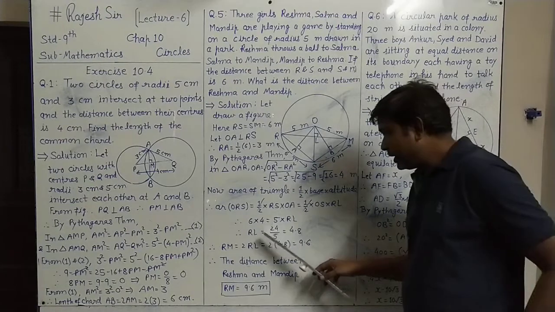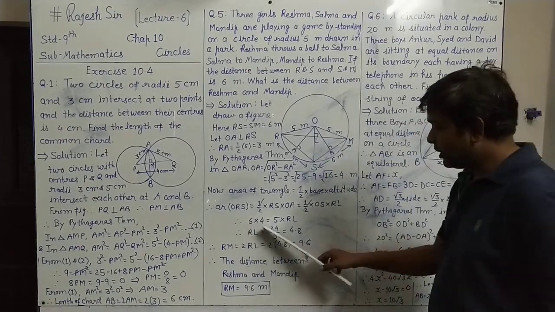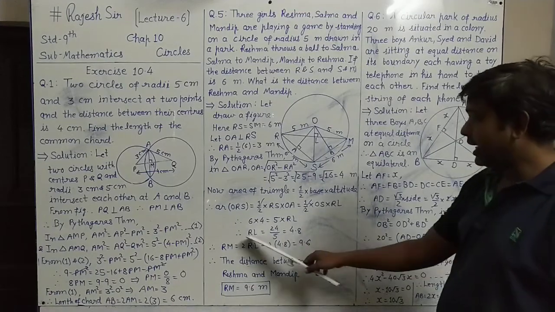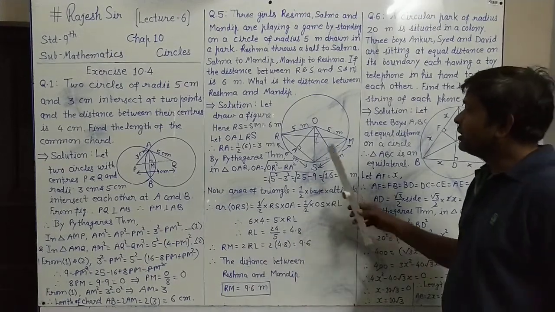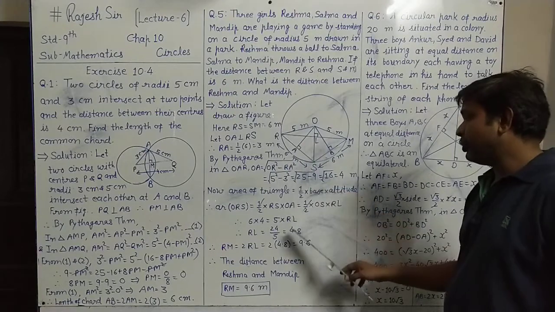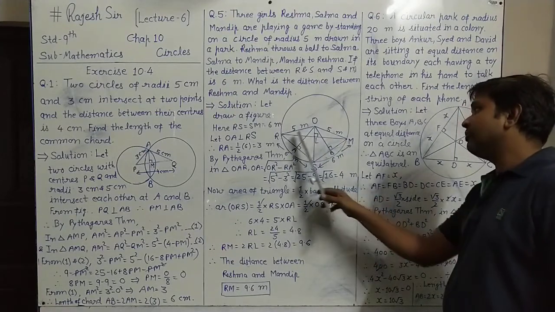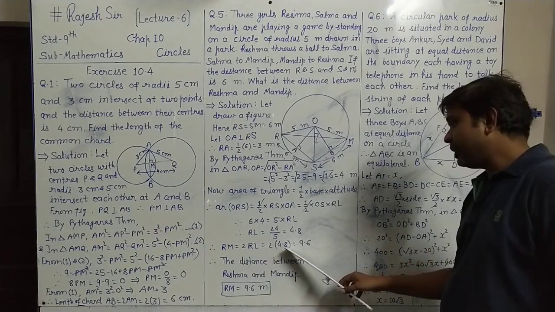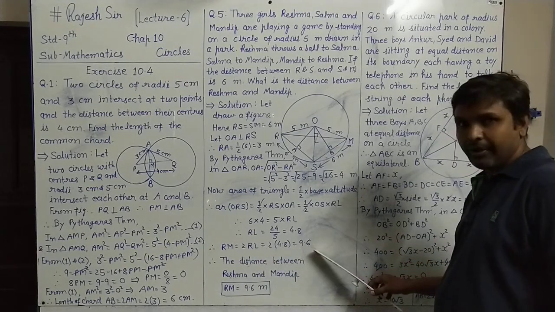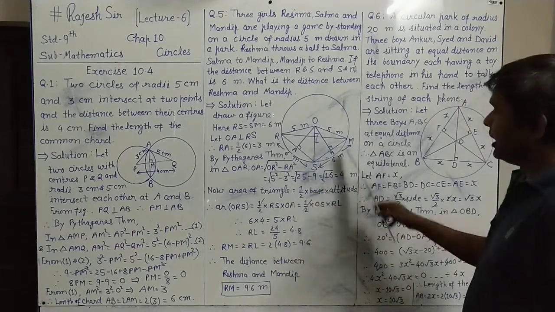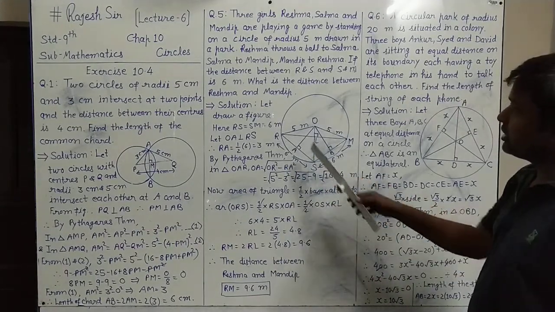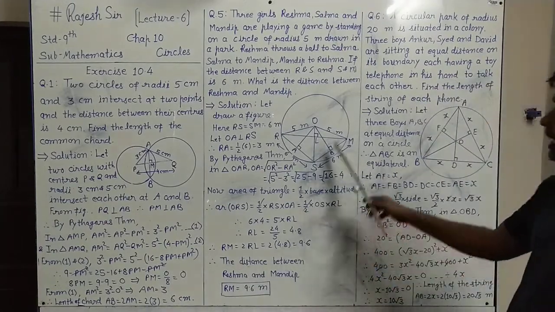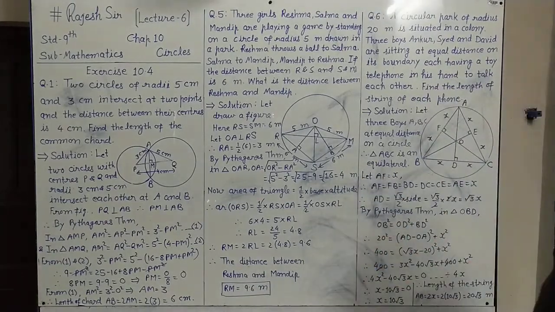So this 5 will go down to the 6 into 4, 24 upon 5, which is 4.8. So this RL is 4.8. You see the figure, RL is 4.8. So RM will be double of RL. Therefore RM equals 2 times RL, 2 times 4.8, which is 9.6. This RM shows the distance between Reshma and Mandeep. Therefore the distance between Reshma and Mandeep, RM, equals 9.6 meter. This is the answer we have.